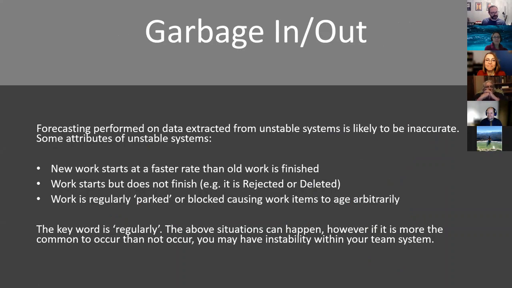Now I talked a little bit at the beginning about garbage in, garbage out. I'm going to run out of time to talk too much in detail about that. But to summarize, if you take your data for forecasting from an unstable system, it's likely to be inaccurate, even if you choose a high level of probability, because you're choosing a high level of probability on unstable and unrepresentative data. And I've put some bullets there about some of the attributes of unstable systems.